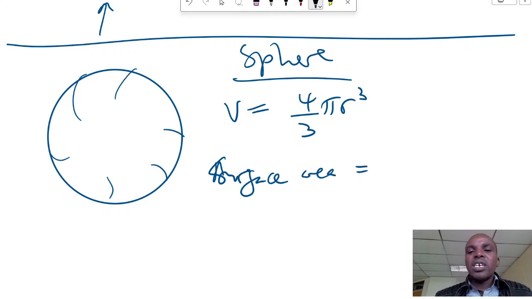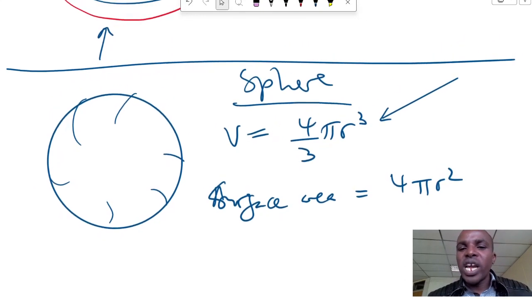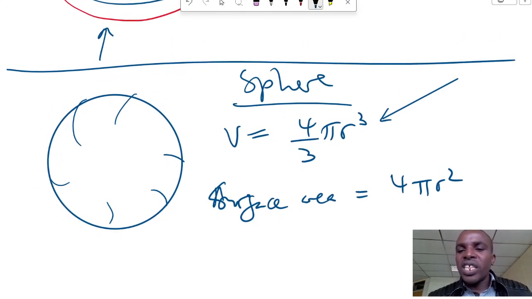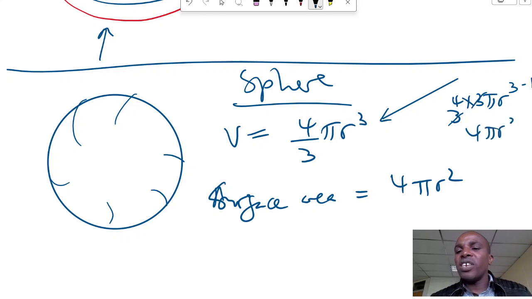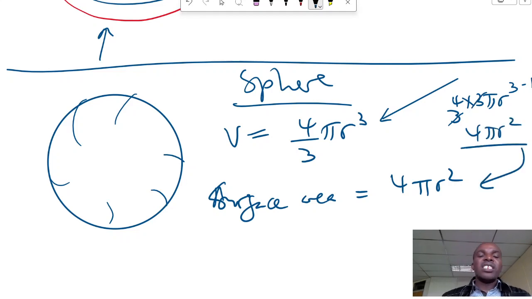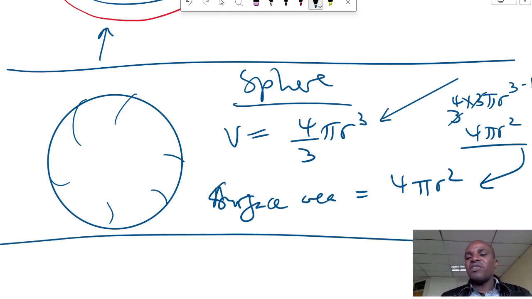Surface area, right? For those who know differentiation, to find surface area, you differentiate this one. You differentiate volume, so it will be 4 pi r squared. Differentiating volume, it's more like you bring down the 3, so it's 4 over 3 times, bring down the 3, then subtract 1 from the 3. So 3 will cancel out, it's 4 pi r squared. So you get the surface area after differentiating volume. Just like that. So that's for a sphere.